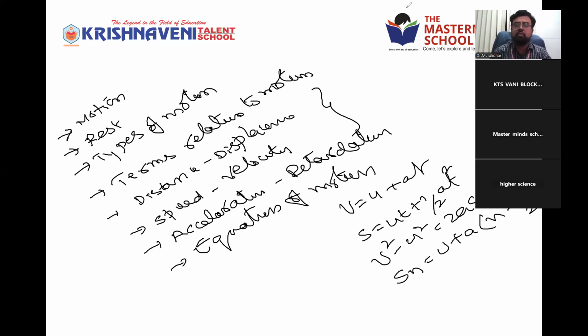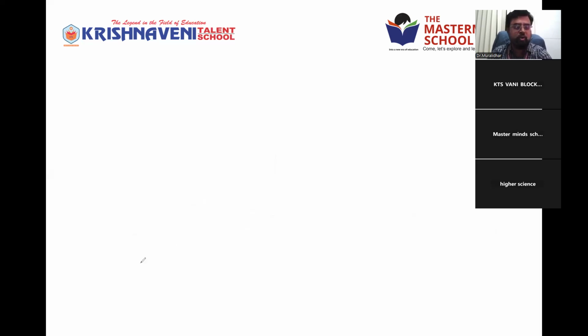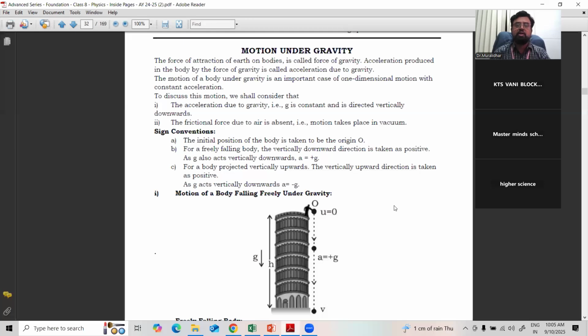So these are all the topics we covered in the last 3 sessions, no doubt. Starting from motion, rest, various types of motions, terms related to motion. In that, especially we discussed distance, displacement, speed, velocity, how many types of speeds there are: uniform speed, non-uniform speed, instantaneous speed, average speed. Similarly for velocity also, acceleration, retardation. Then last class we discussed all the 4 equations of motion. So now we are going to discuss a very important topic, that is how these equations of motion change under the influence of gravity.